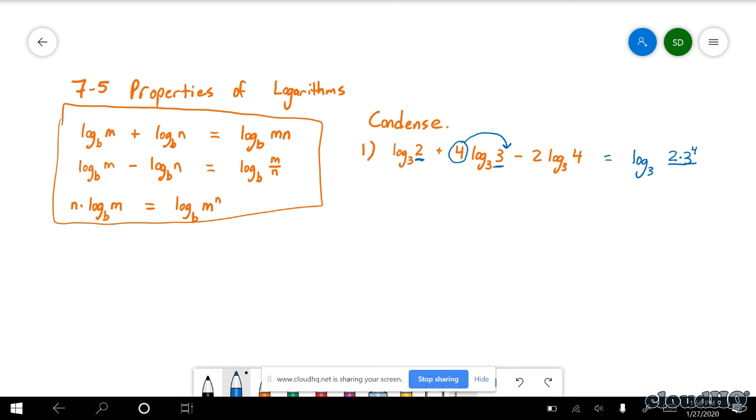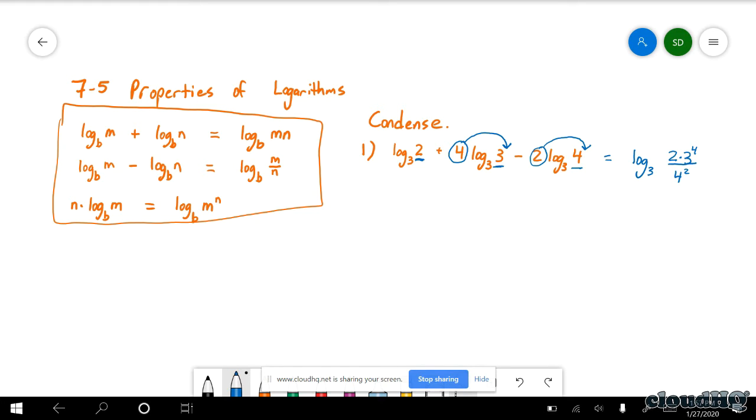It's the first property there. Two logs were added together. So we multiply 2 and 3 to the 4th. Then we have a subtraction. So now I know I move to the denominator. So we have the 4, but notice that it also had a coefficient, which is going to become an exponent on the 4. So that's a 4 squared. And because it was subtraction, we know 4 squared goes to the denominator.